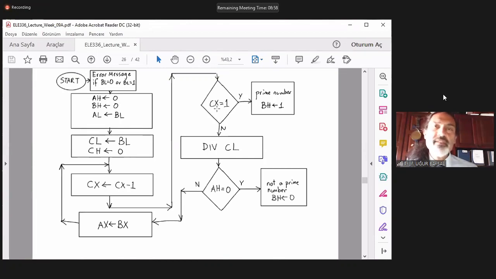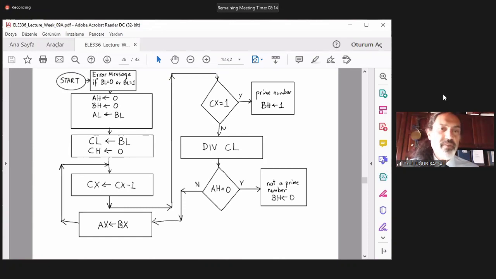If CX is not 1, then we continue the loop, and the loop continues to divide AX with CL and check AH, which is the remainder. If AH is 0, yes, then the given number is not a prime number. 0 is copied to BH, and the program should exit. If AH is non-zero, that means a remainder exists in that division. So that means it may be a prime number. We have to check the next number till the end.